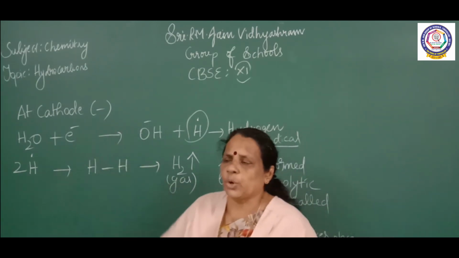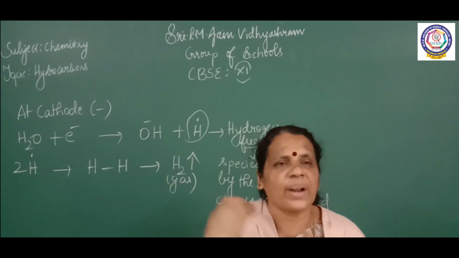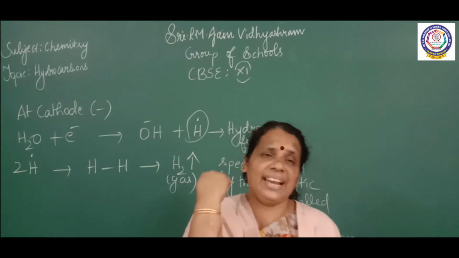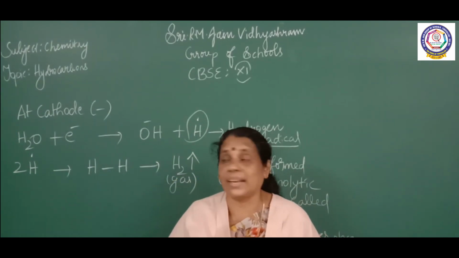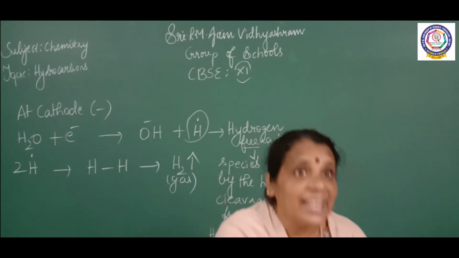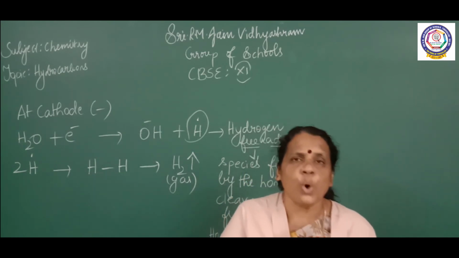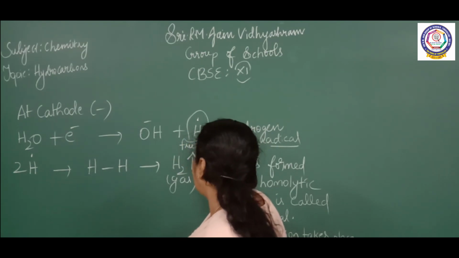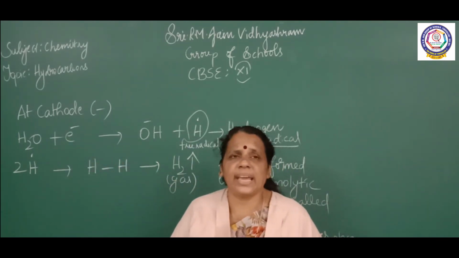So here I told about the cathodic reaction at the negative terminal. What is the reaction taking place? Water molecule gains electron. In the anode, there is loss of electron, but here at cathode, water gains electron. I got OH minus with the liberation of hydrogen free radical. Two hydrogen free radicals combine to give hydrogen gas. So this is the reaction taking place at cathode.